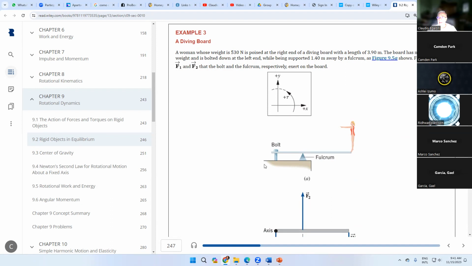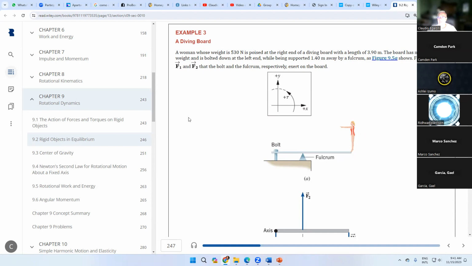What the book didn't say is that this board here is a rigid body. Not those regular boards that we see out there that bend back and forth. This board here is a rigid one. It doesn't bend at all.